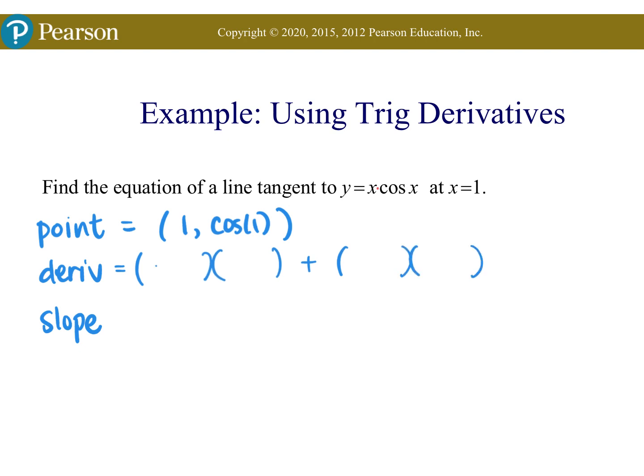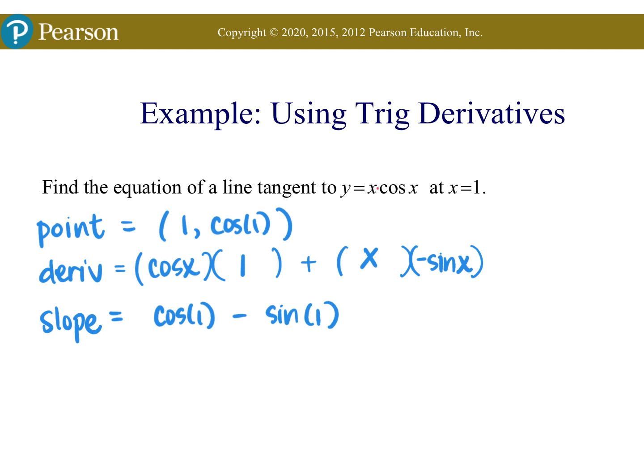So I will start with cosine of x, and then I will have the derivative of x, which is 1. And then I will have x, and then I will have the derivative of cosine of x, which is negative sine of x. So my slope will be what I get when I plug 1 into that. So I end up with cosine of 1 minus sine of 1.